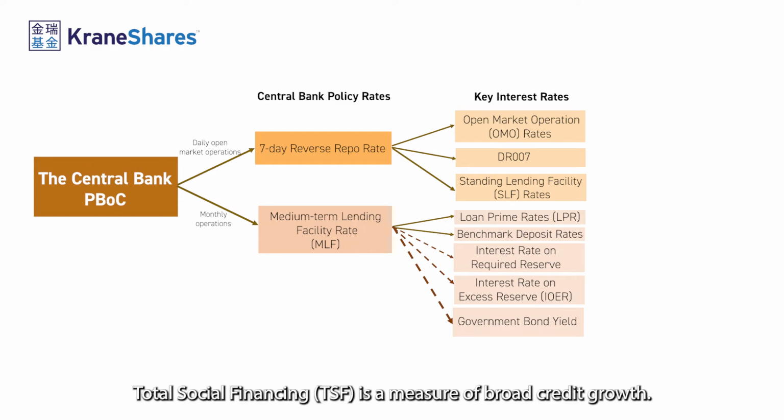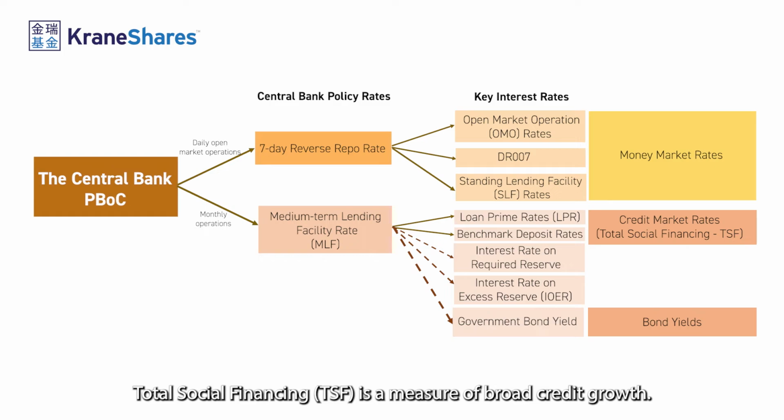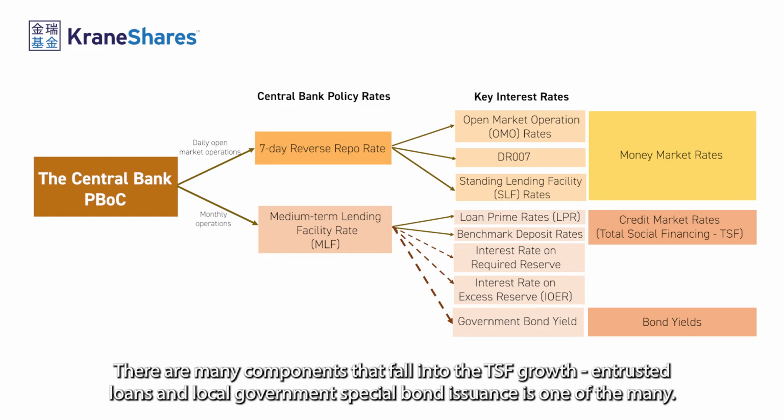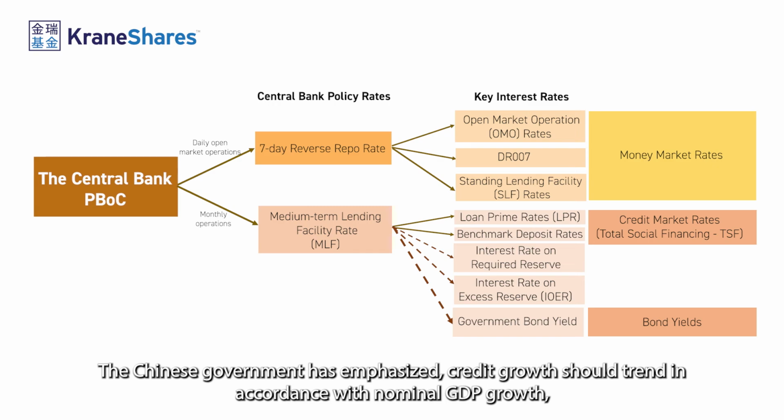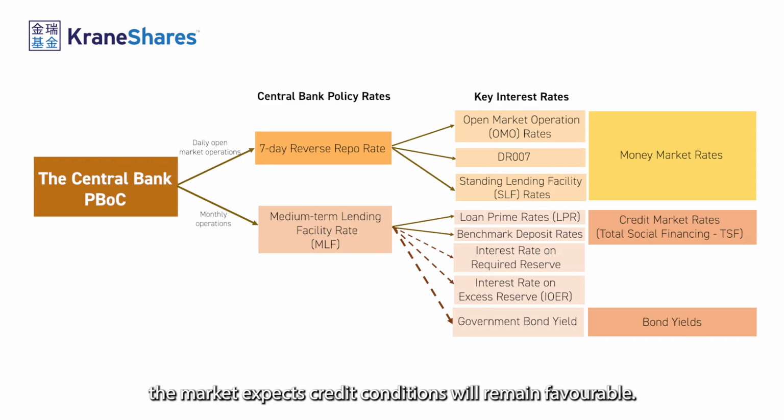Total social financing is a measure of a broader credit growth. There are many components that fall into the TSF growth. Entrusted loans and local government special bond issuance are among the many. The Chinese government has emphasized credit growth should trend in accordance with nominal GDP growth. Market expects credit conditions will remain favorable.